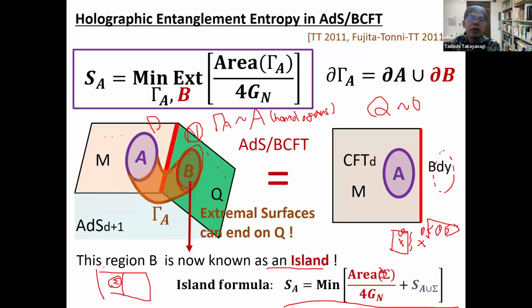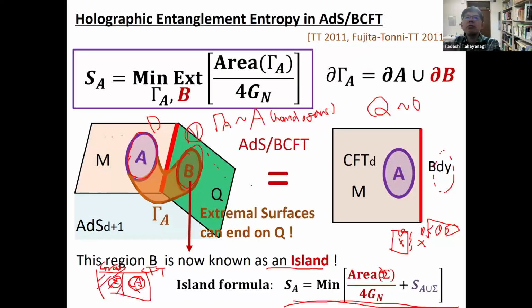And this is the gravity, and this is the CFT. Okay, so this part is gravitating, but the other part is not. This is CFT. And in that case, to calculate entanglement for this region, we need this surprising formula. So there is some island region pops up, because we just wanted to calculate this entropy for region A.